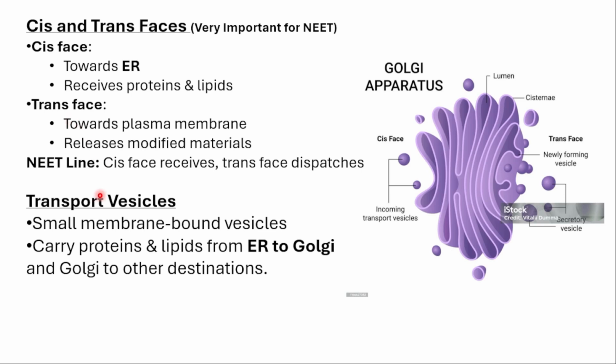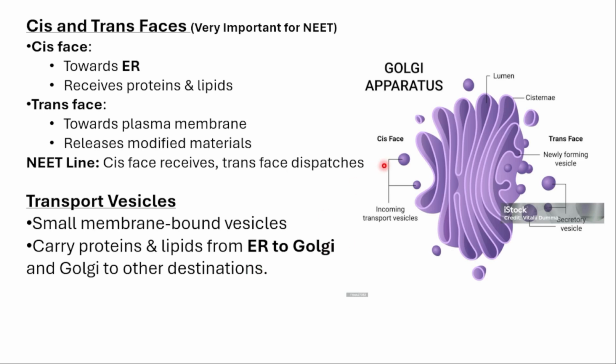That's it. Transport vehicles: there are very small membrane-bound vehicles which are going to be carrying proteins and lipids from the ER to the Golgi. They are said to be what? Transport vehicles. And from the Golgi to the other destinations. They are like delivery guys.